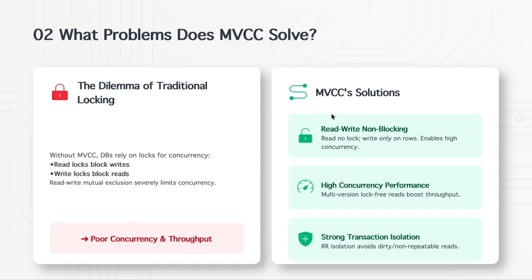Now, look at MVCC's solution on the right. MVCC addresses this by allowing multiple versions of data, improving concurrency without sacrificing isolation. It enables read-write non-blocking, significantly boosts concurrency performance through lock-free reads, and provides strong transaction isolation. This direct comparison highlights why MVCC is the cornerstone of InnoDB's high concurrency capabilities.